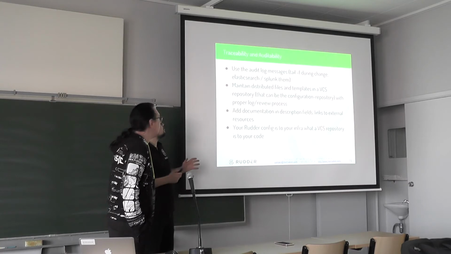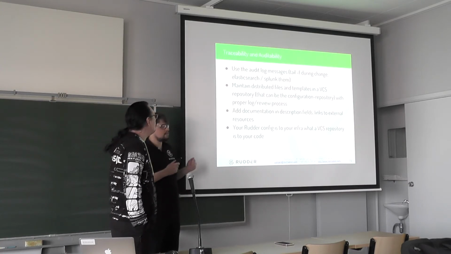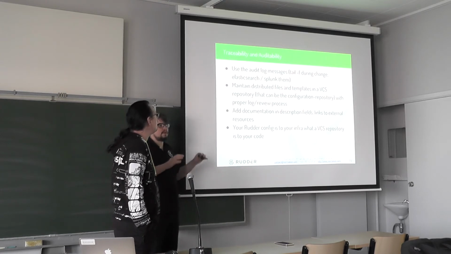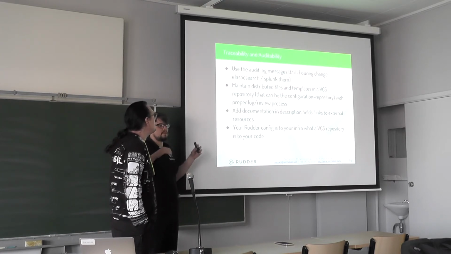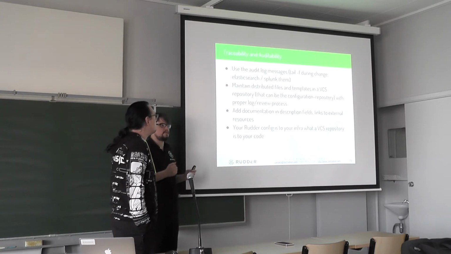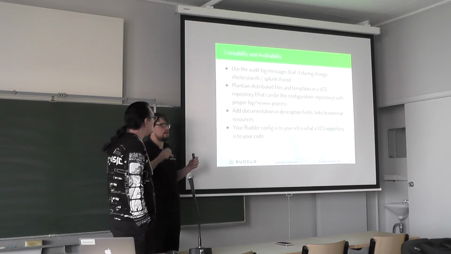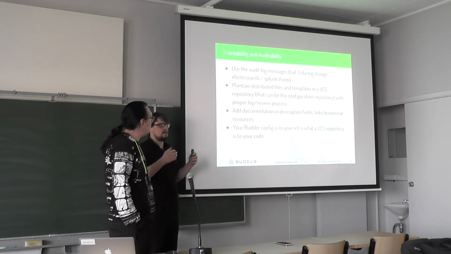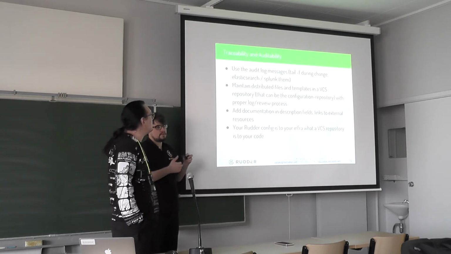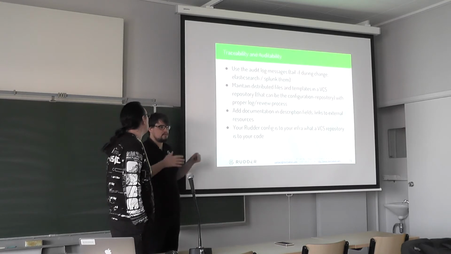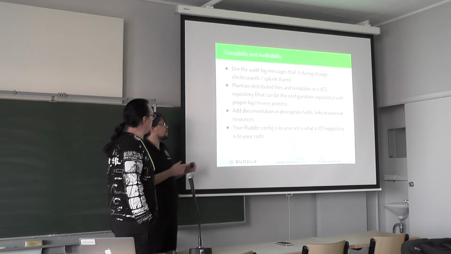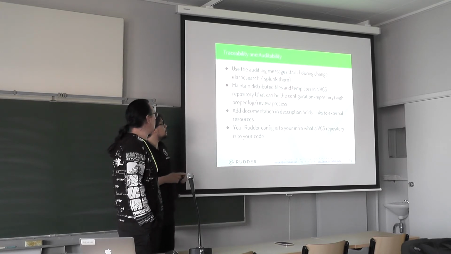And a few last points about cooperation around Rudder. You should use the audit log messages. These are messages you can enter anytime you make a change to the applied configuration on the system. That's really important to document why you changed this parameter in the file or why you are disabling this service, because probably someone else, or even you later, will have to know why this change was made, and this is a really good way to document it.